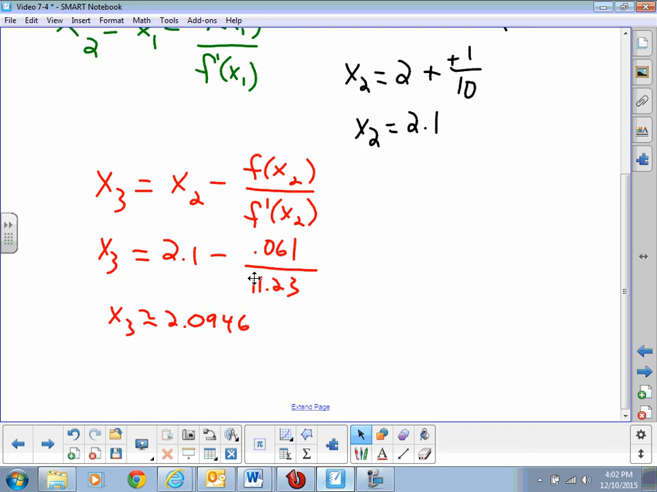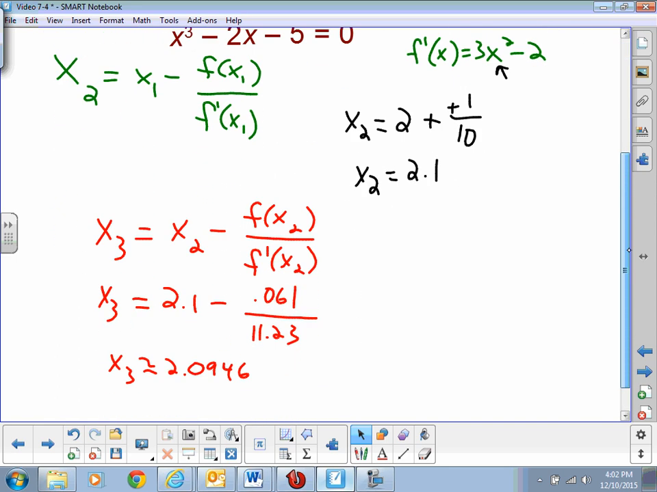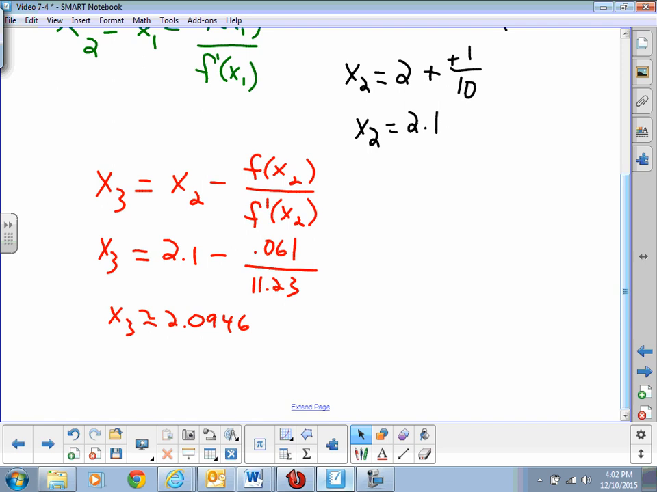Okay, so that's getting us a little bit closer to our root. And in this particular question, that's all they wanted us to find. They wanted us to find till x3. They will usually either tell you which approximation to find or say it needs to match up with the previous one to a certain number of decimal places. Like it might match to 7 decimal places of accuracy or 9 decimal places of accuracy. And we will see ones like that.